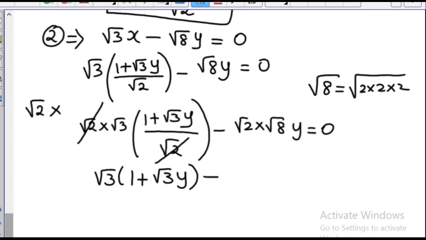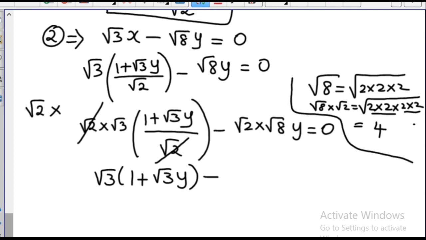Okay, so we already multiplied with root 2. So that means root 8 into root 2, you will get root of 4 2s. So for each 2 terms you can take 1 term outside. So what do you get? 2 2s are 4. So root 8 into root 2 is equal to 4. So you will get here 4y is equal to 0.